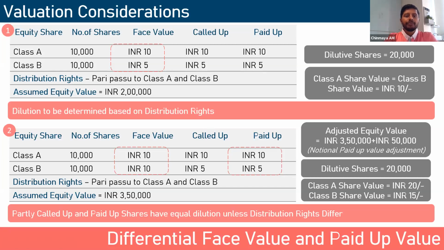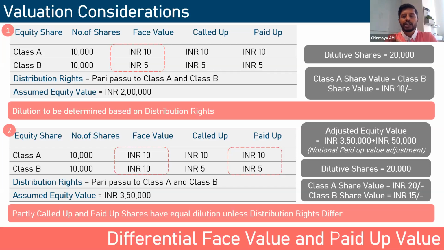So second example, Class A is 10 rupees, same as first example. Class B face value is 10 and called up is 5 and paid up is 5. So here again, same pari passu distribution rights for both A and B. And let's assume the value of the entire company equity value is 3,50,000. So adjusted equity value in this case should be 3,50,000.